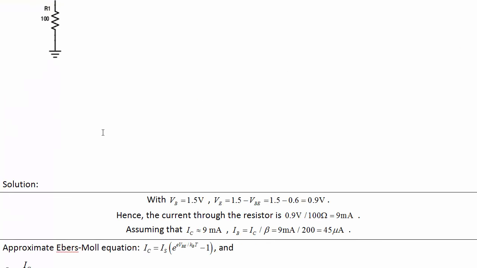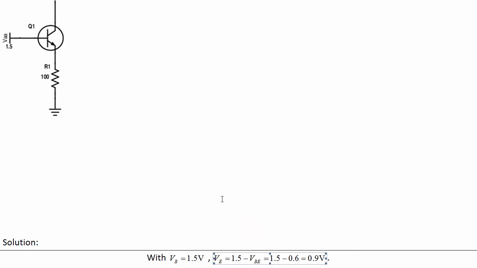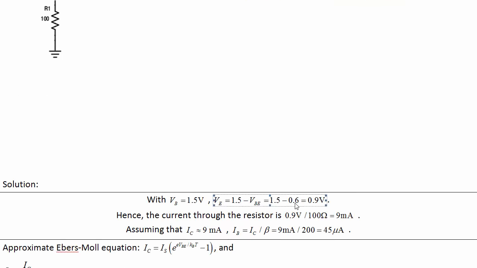Let's look at that. With the voltage of the base set to 1.5, we've got VE equal to 1.5 minus VBE from Kirchhoff's laws. And we say VBE, since it's a forward-biased diode, is approximately 0.6. So this gives us 0.9. So the current going through the resistor is 9 milliamps. Assuming that IC is 9 milliamps, IB is equal to IC over beta, which is 45 microamps.